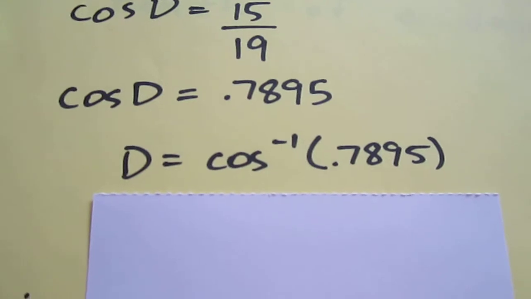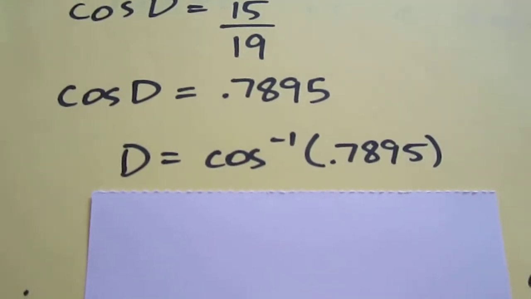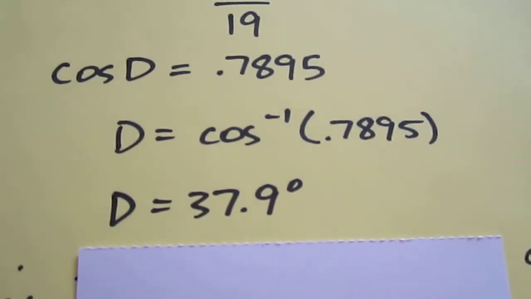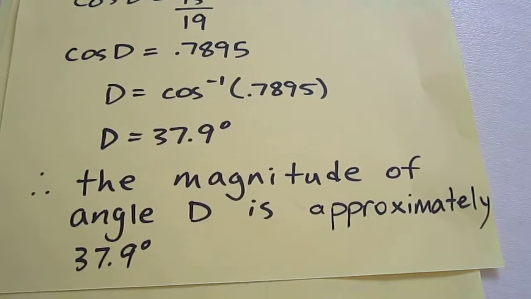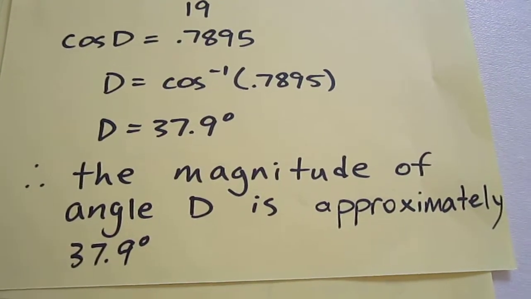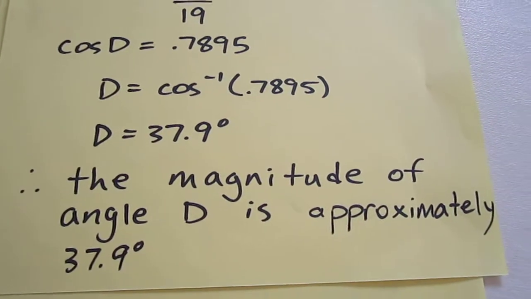Well, we take the inverse cos of 0.7895 and we get 37.9 degrees. So therefore the magnitude of angle D is approximately 37.9 degrees. Okay, we'll try one more.